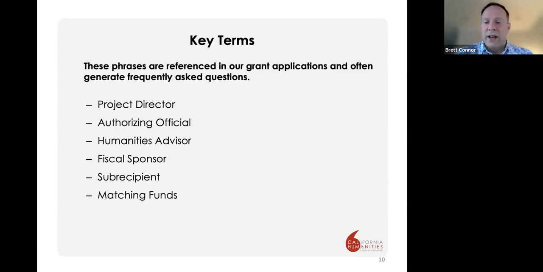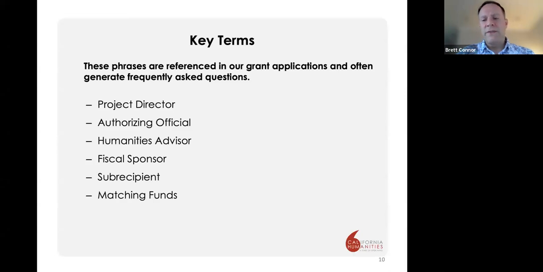Third, humanities advisor. Some of our grant programs require a humanities advisor. Some do not. All of them are encouraged. We hope that you will use a humanities advisor, someone who is an expert in their field, who can come and advise you on your project through a humanities lens. Whether they're a culture bearer, an expert in their field, or someone who can help you shape your proposal and your project with the humanities in the forefront.